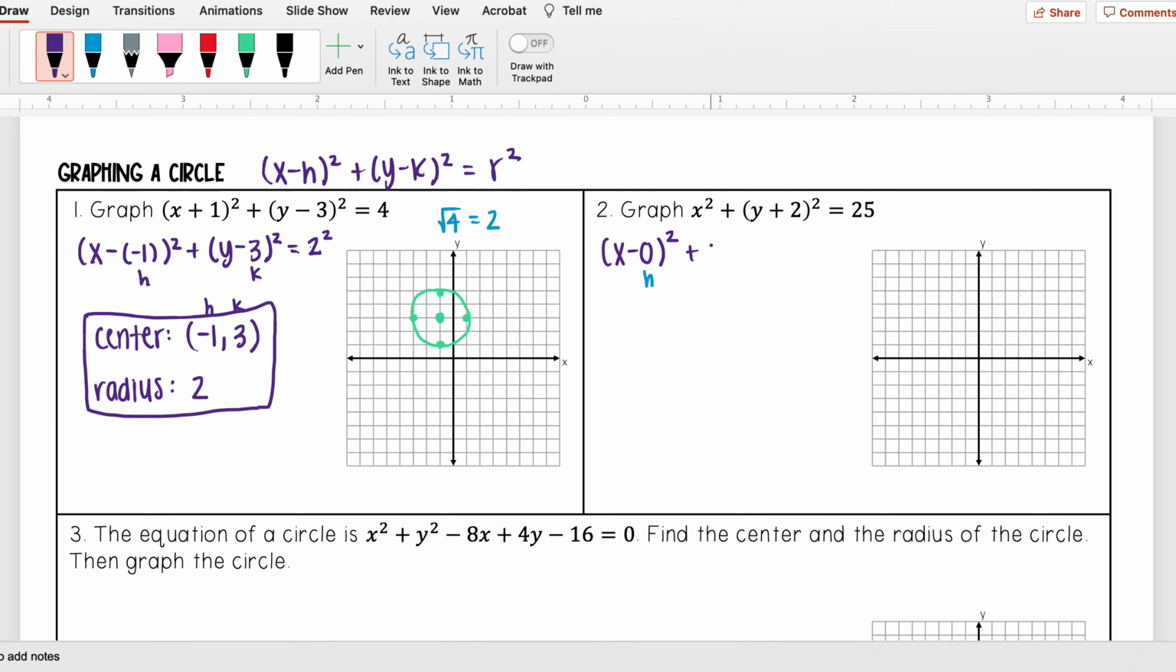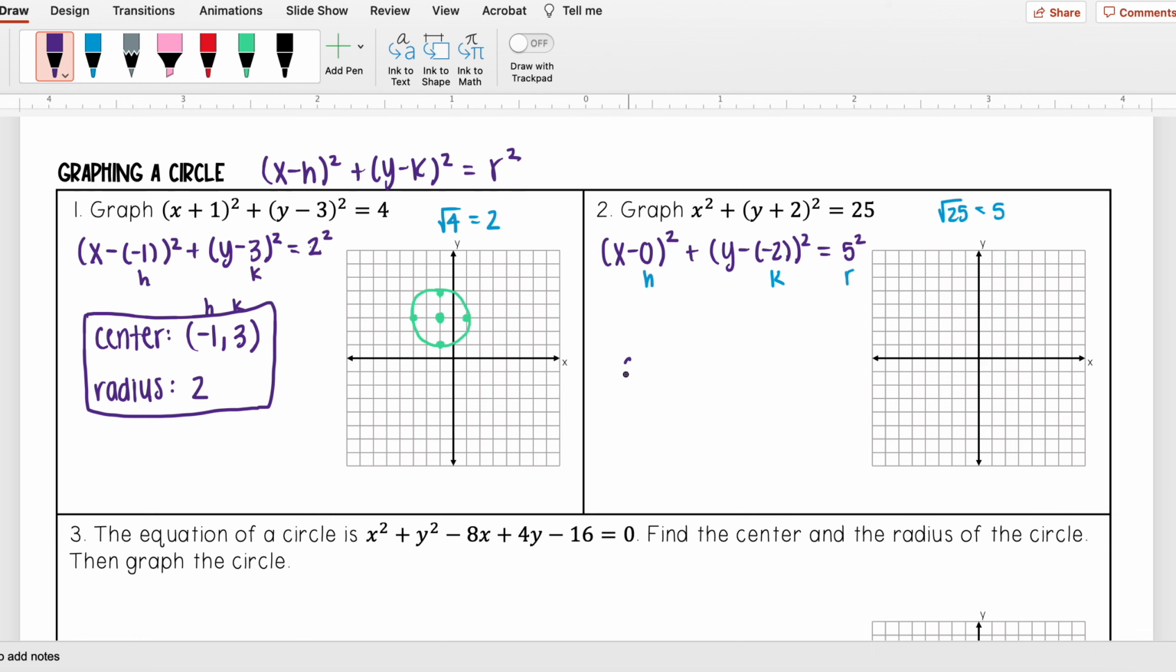Plus (y + 2) squared. Remember, that's the same thing as y minus negative 2, squared. So for my center, my k is negative 2. It's equal to 25, and I want to rewrite that as something squared. To figure that out, you can take the square root of 25, which is equal to 5. So my r is going to be 5. So I have 5 squared over here.